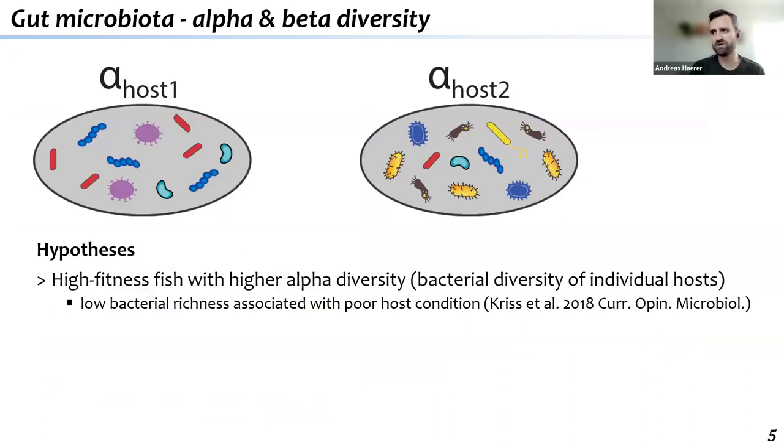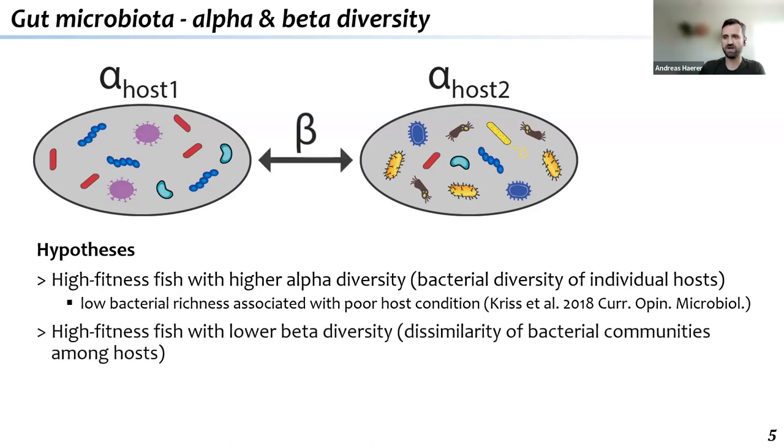We specifically looked at two different levels of gut microbiota diversity. The first one is alpha diversity, which is the bacterial diversity of an individual host. You can here see a representation of two different hosts. For example, the one on the right is more diverse, has a higher alpha diversity, because there's a higher diversity of bacterial lineages. And we predicted that high fitness fish would have a higher alpha diversity. This is based on some studies that showed that low bacterial richness or diversity can be associated with poor host condition. The second hypothesis we had was regarding beta diversity.